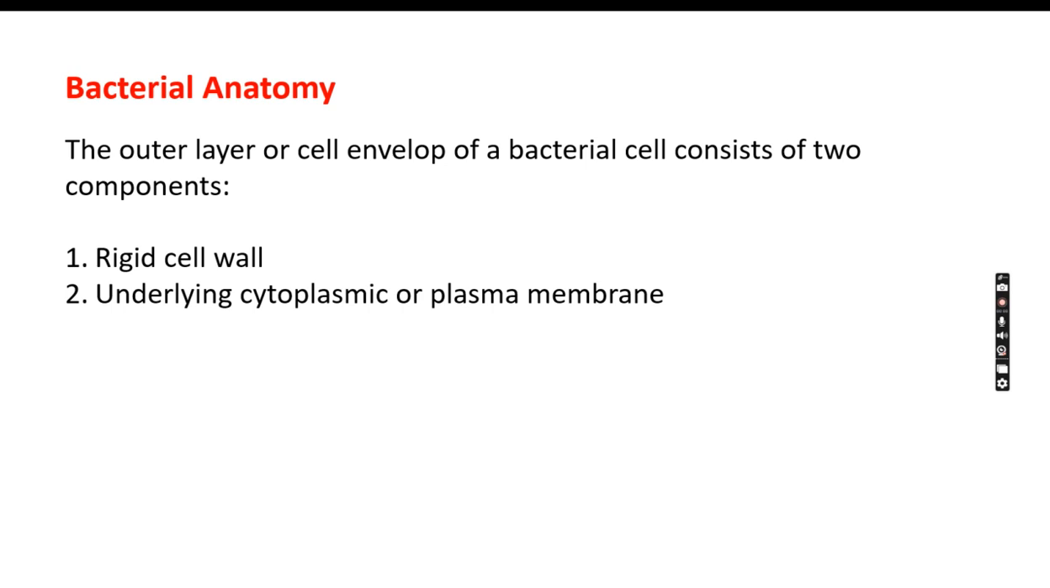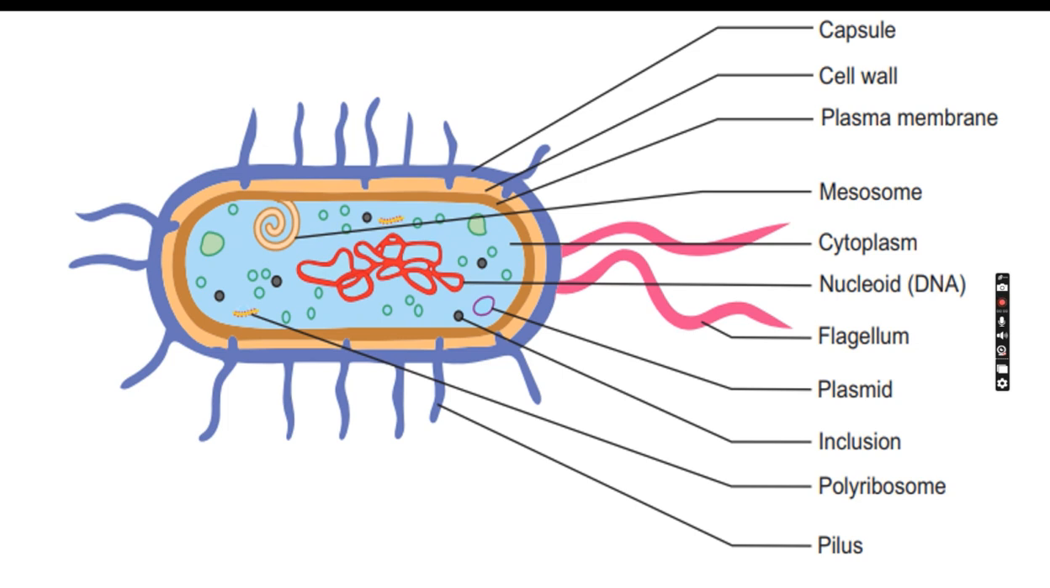Coming to bacterial anatomy, in this video we are going to see about the cell wall. The cell wall is the outermost layer of the bacteria. Here you can see the capsule is outermost, but some bacteria are not capsulated. In that exceptional case, the cell wall is the outermost layer. Then you have the plasma membrane, mesosome, cytoplasm, flagellum, plasmid, everything. We are going to study each and every part of the bacterial cell, and in this video the bacterial cell wall.